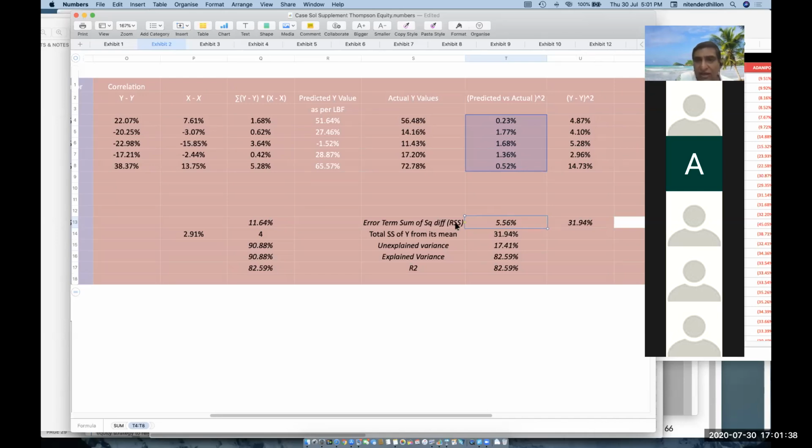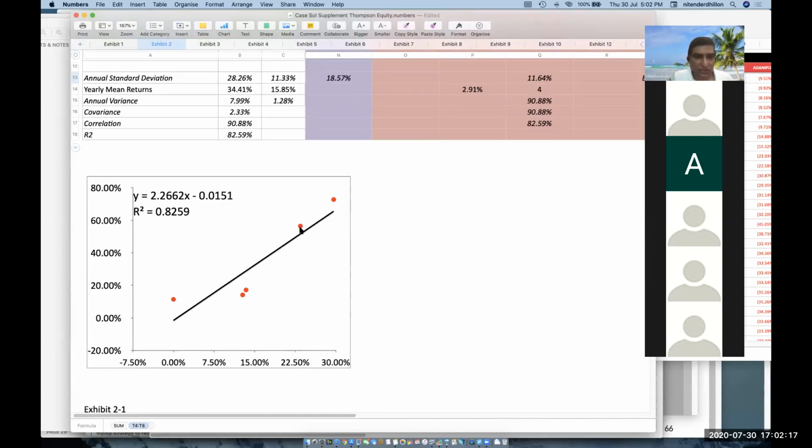So this is the residual. Ideally, this number should be 0 if our predictor, which is S&P, is perfect. If our model is perfect, if the slope is perfect, if the intercept is perfect, we should typically get a 0. But we're not getting a 0, we're getting a sum of square of differences to be 5.56. Now, if I take the ratio of this, 5.56 divided by 31, I'm coming to 17%, which is the unexplained variance as a proportion of the total variance. Total variance was 31-32%, and out of that, 5.56 is the unexplained portion. Unexplained is essentially nothing else but these red dots lying off the black line.